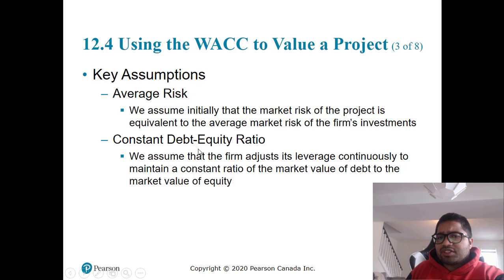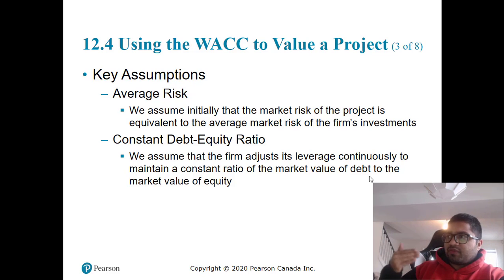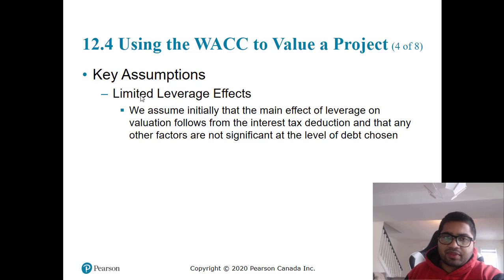Okay. Constant debt to equity ratio. We assume that the firm adjusts its leverage continuously to maintain a constant debt ratio. So we are also making an assumption that weights are constant, right? So whatever new projects it is financing, it is using the same weights to finance the project. But that may not be true. If debt is cheaper, firms generally go for debt rather than issuing equity. Limited leverage effect: we assume initially that the main effect of leverage on valuation follows from interest tax deductions, and that any other factors are not significant at the debt chosen.